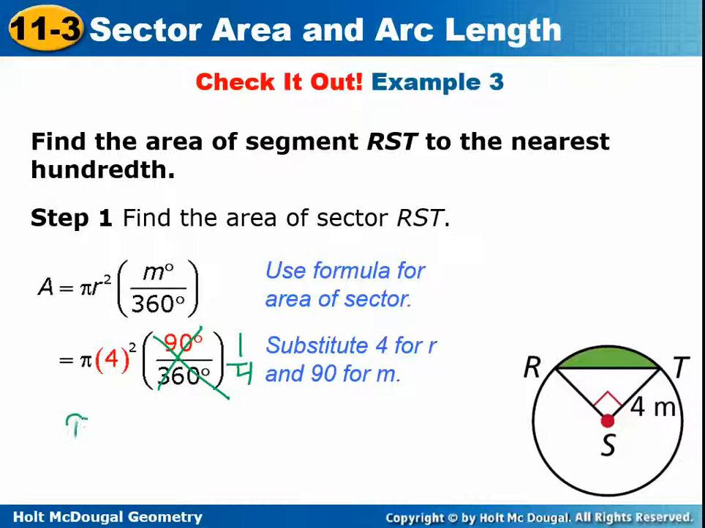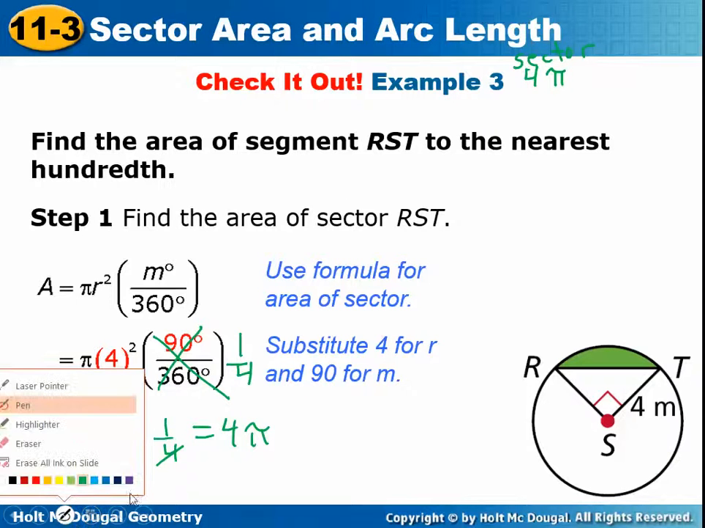So we have pi times 16 times 1/4. 4 goes into 16 4 times. This all simplifies to 4 pi. So far we have 4 pi. That's the area of the sector. Let's see how easy it is to find the area of the triangle. That's not going to be hard either.